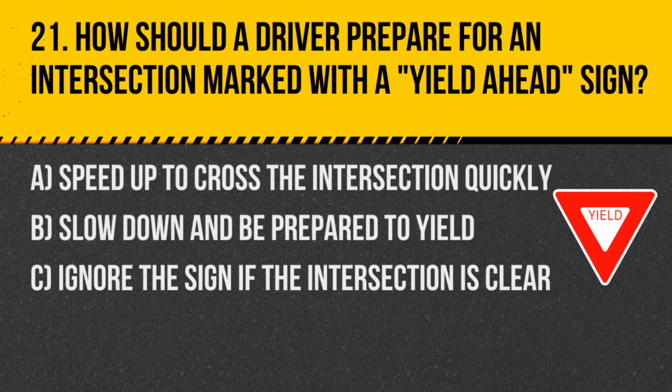Question 21. How should a driver prepare for an intersection marked with a yield ahead sign? A. Speed up to cross the intersection quickly. B. Slow down and be prepared to yield. C. Ignore the sign if the intersection is clear. Answer: B. Slow down and be prepared to yield. Yielding means being ready to let other traffic proceed before you.